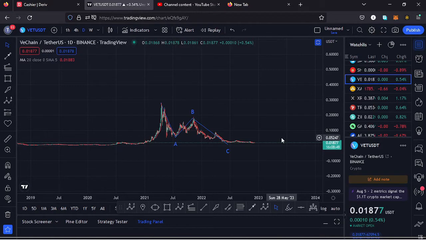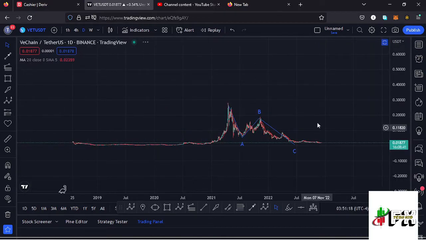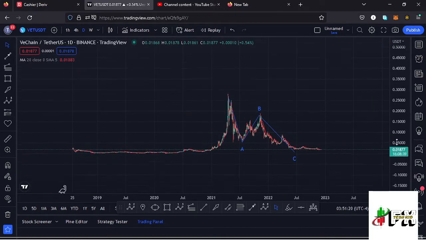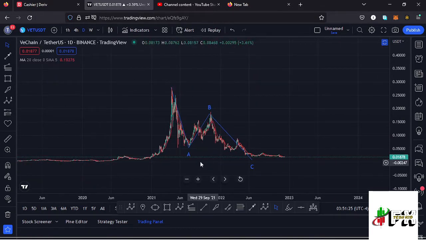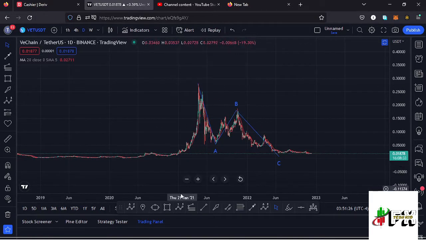The current price stands at the $0.01877 mark, and here on TradingView the market is up by 0.54%. In this video I want to give you the short-term and the long-term scenarios that I expect to play out, basing my analysis on the EBOOK structures, the Fibonacci's, and also the key areas of support and resistances.